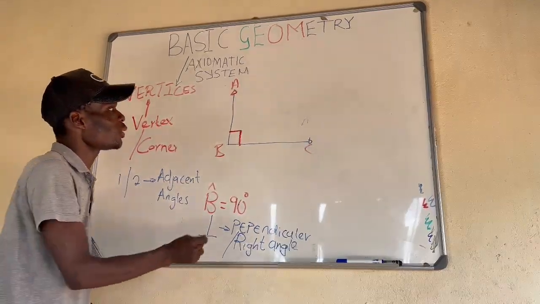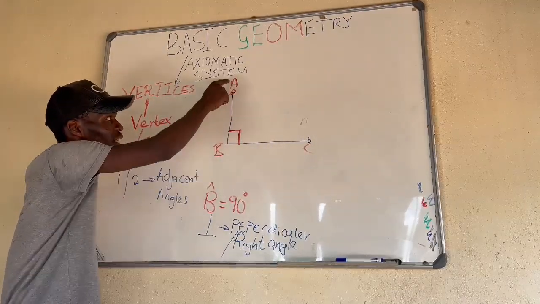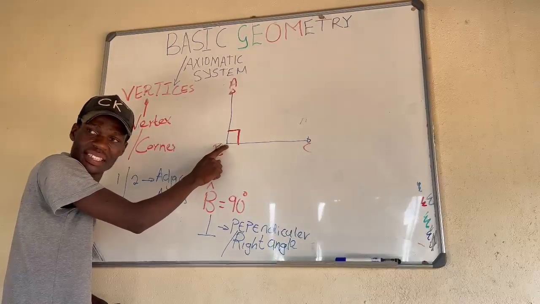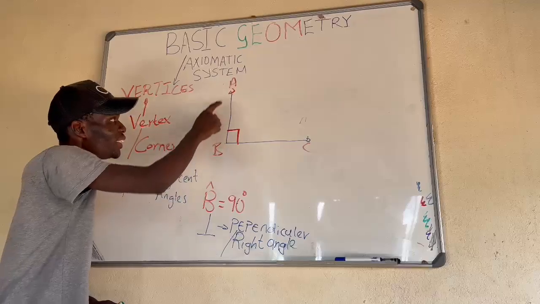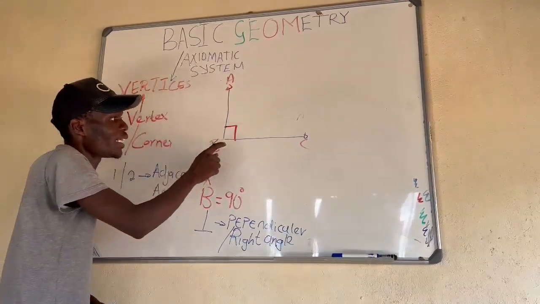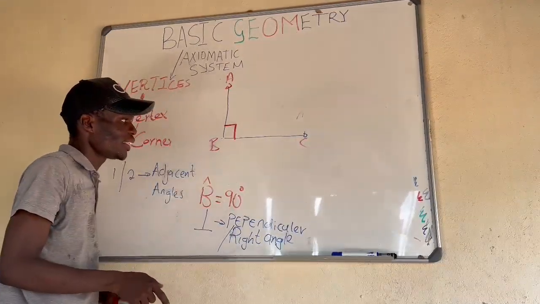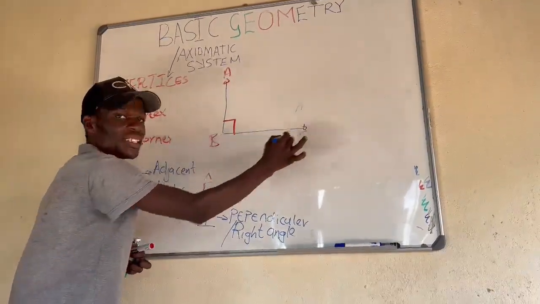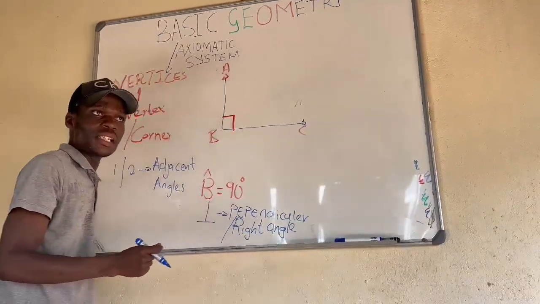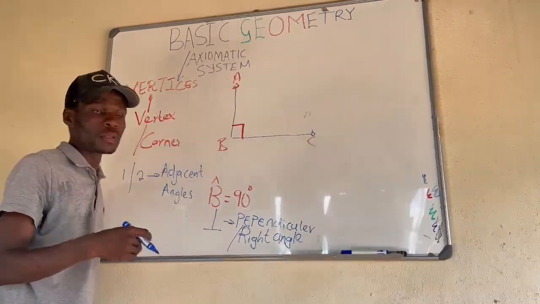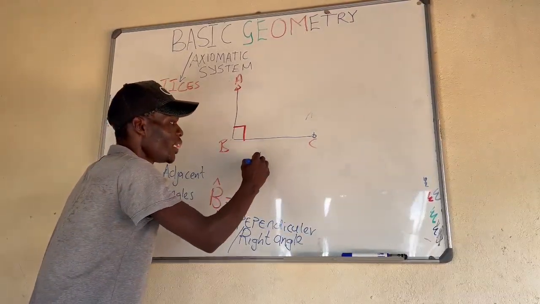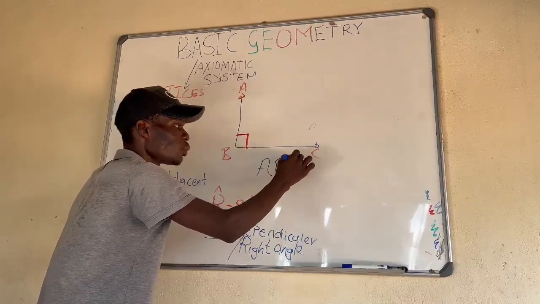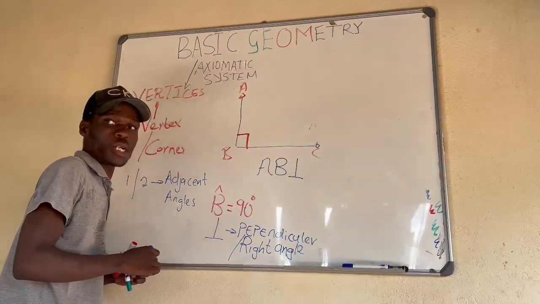Perpendicular. In other words, the distance from here to here is AB, and the distance from here to here is BC. In other words, AB is perpendicular to BC.